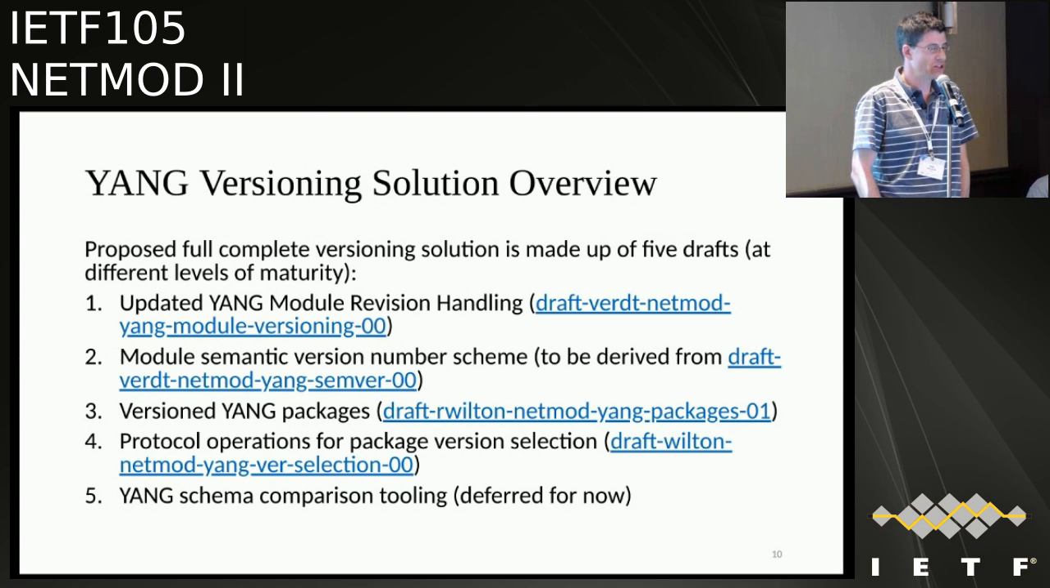There's a versioned YANG packages draft. This update was published before IETF 104 and needs some changes to take into account the changes in the updated YANG module revision handling. So I will present that one this time. It wasn't presented in 104, but there need to be some updates to it. There's also a draft for protocol operations for package version selection. That's draft-wilton-netmod-yang-ver-selection-00.